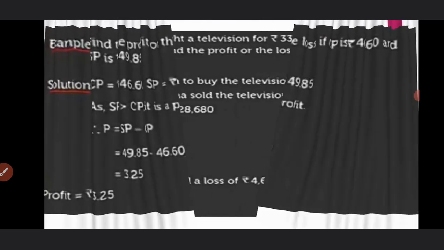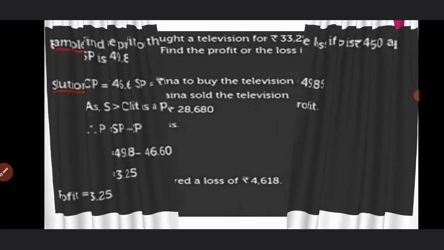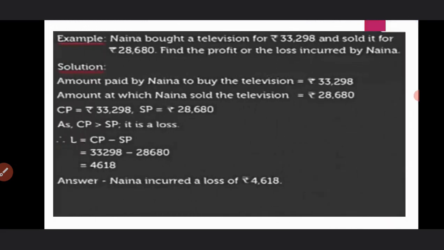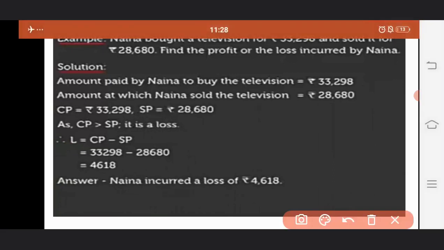Now let us have the second example to clear your doubt. Naina bought a television for rupees 33,298. Since Naina paid rupees 33,298 to buy a television, that means this is its cost price, and she is selling it for rupees 28,680.